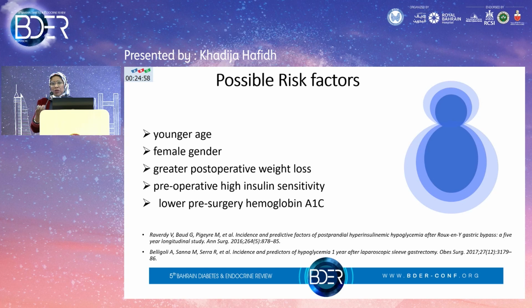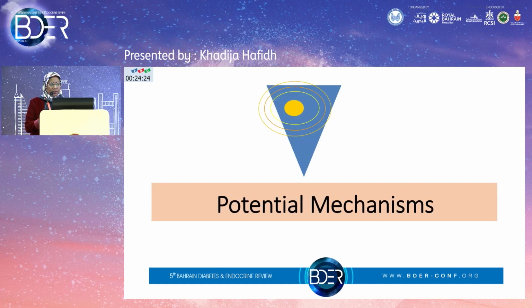So who are the patients that are more likely to have this complication? It tends to occur in the younger age group, usually females, and also more frequently in those who achieve a greater post-operative weight loss, or those who have a higher insulin sensitivity pre-operatively. So if the hemoglobin A1C before they've had their surgery is on the lowish end, they are the ones who are more likely to experience post-bariatric hypoglycemia.